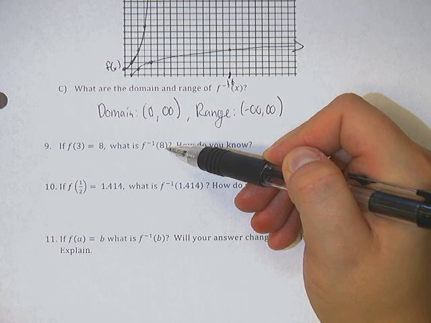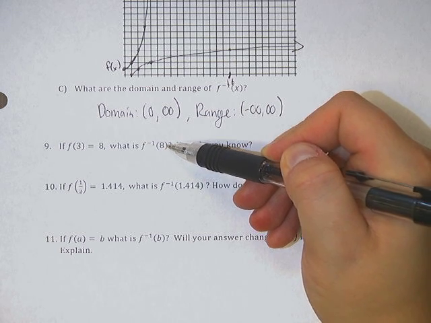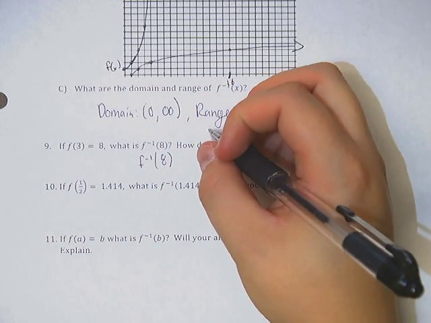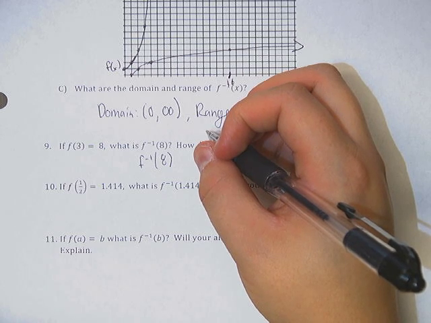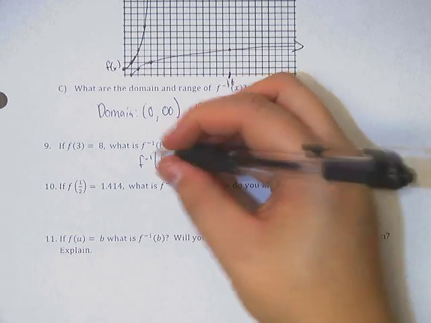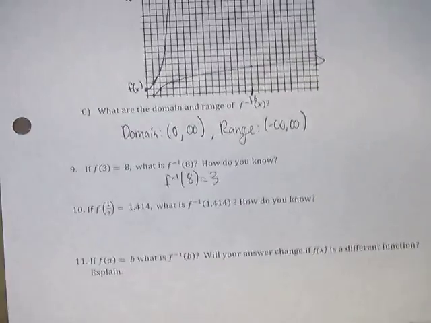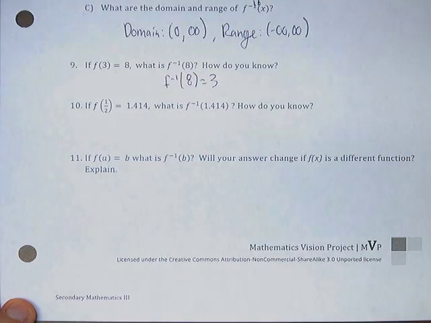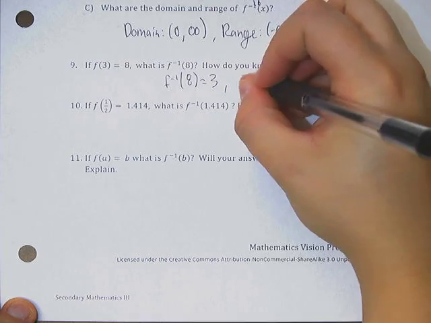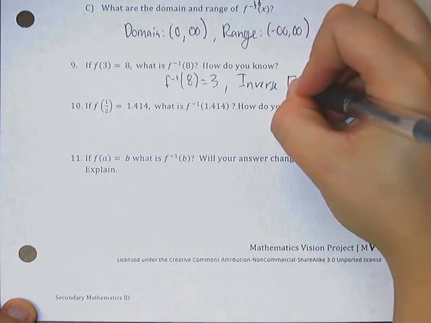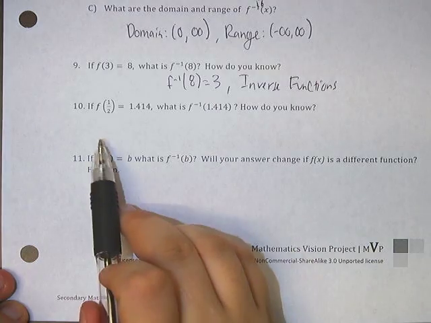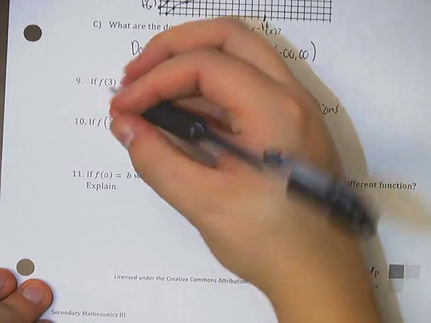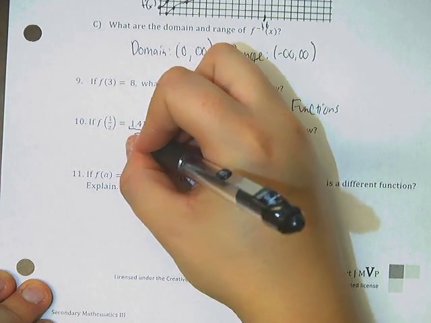Here are some last little questions, just going off the definition of inverse. We have, if f of 3 equals 8, what is inverse f of 8? Well, we can go back to our original function here. We're basically asking ourselves, what power do I need to take 2 to in order to get 8? That means the inverse of f of 8 is going to be 3.